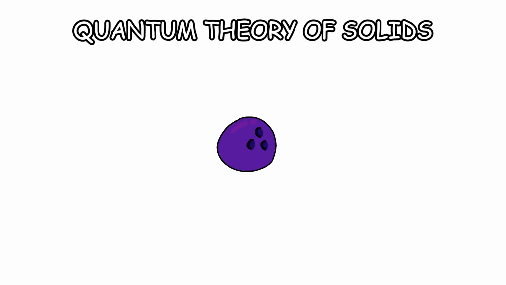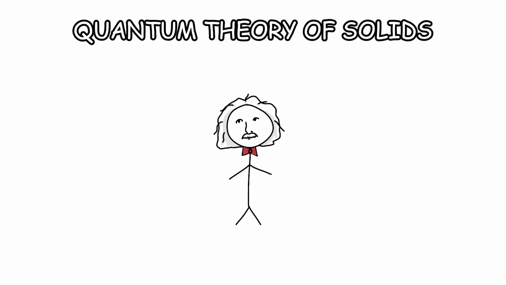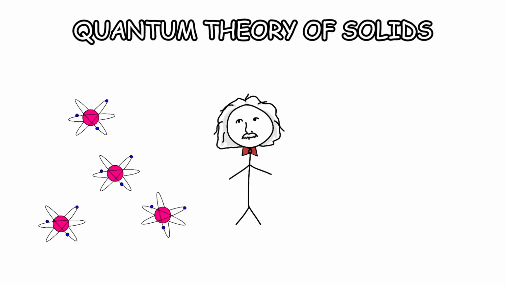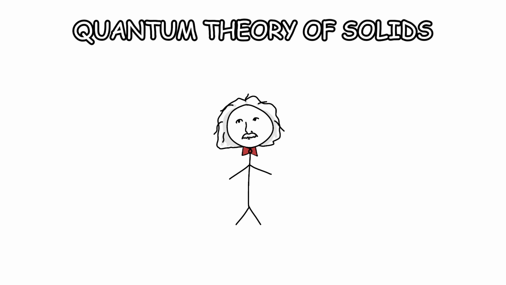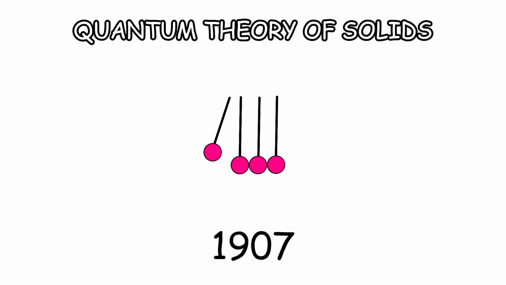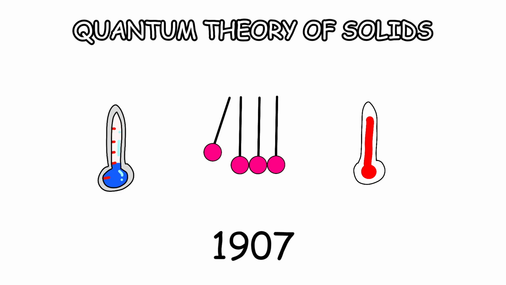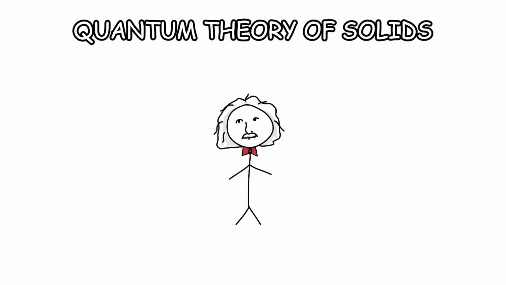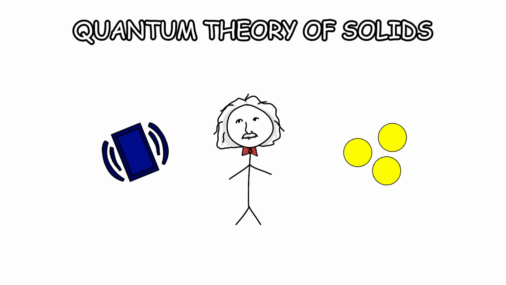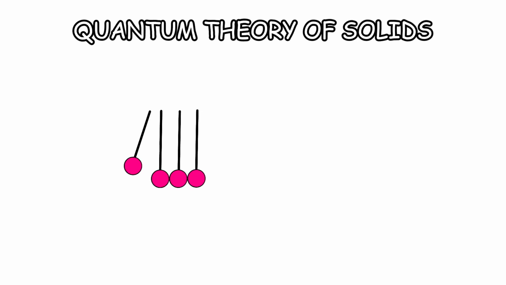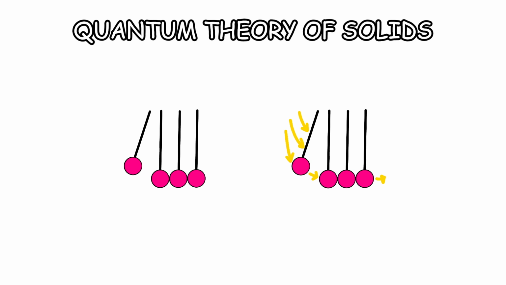Quantum theory of solids. Einstein helped us understand how atoms behave in solids, especially how heat affects them. In 1907, he suggested a model where atoms in a solid act like tiny swinging pendulums. This model explained how solids heat up differently at low temperatures compared to what was expected before. Einstein also showed that vibrations in the solid structure act like tiny bundles of energy, kind of like how light behaves as photons. This idea helped us grasp how heat moves through solids.